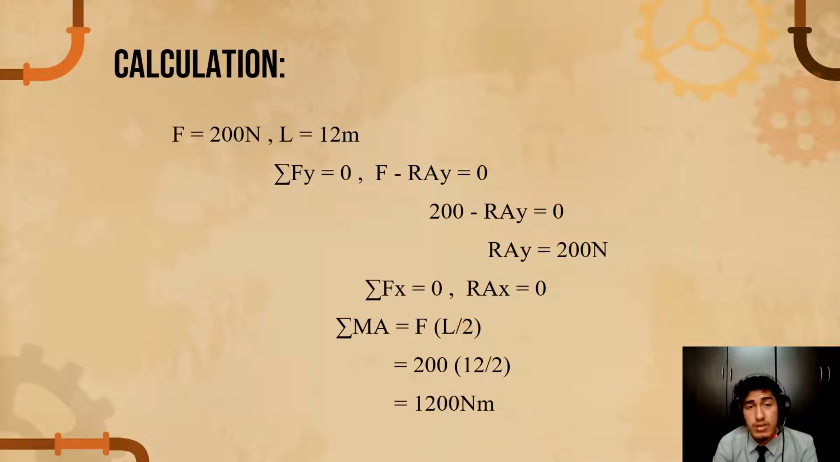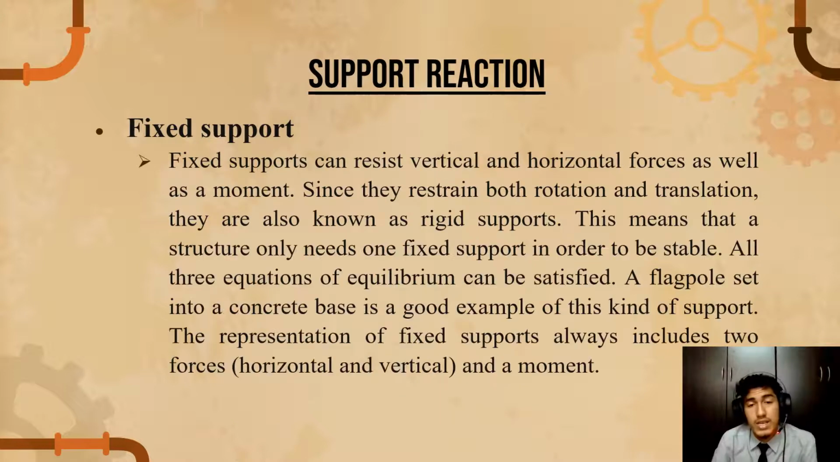This is the calculation of the structure. Actually, this is the simple calculation for the beam. Support reaction, fixed support. A fixed support can resist vertical and horizontal force as well as a moment. Since they restrain both rotation and translation, they are also known as a rigid support. This means that a structure only needs one fixed support in order to be stable. All three equations of equilibrium can be satisfied.